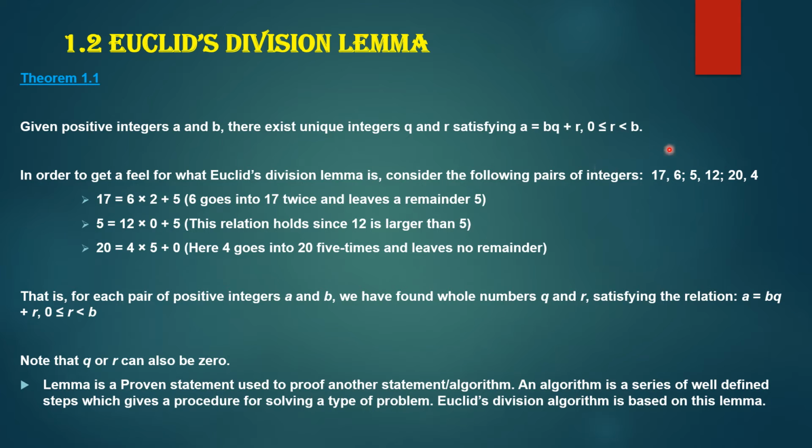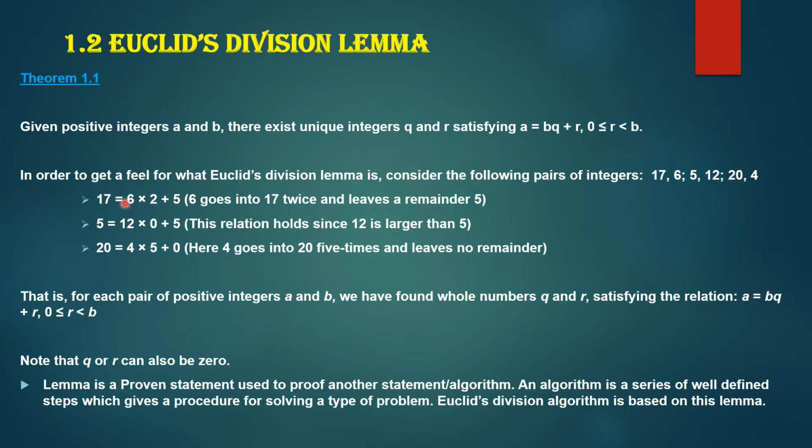So guys, let's try to understand this particular equation with the help of a few examples. Here are three examples: 17 and 6. 17 and 6 are two positive integers. How can we write 17 in terms of 6? We can write 17 as 6 into 2 plus 5. If you correlate this with the equation, you can say A equals 17, B equals 6, Q is 2 and the remainder is 5. You can read it as 6 goes into 17 twice and leaves a remainder 5.